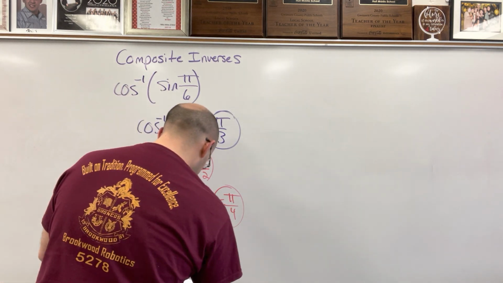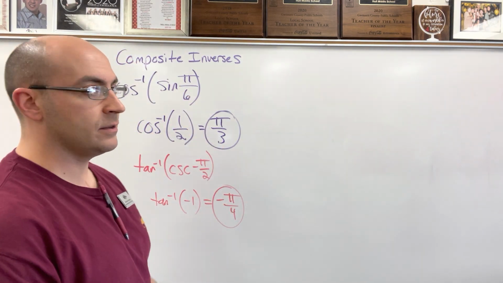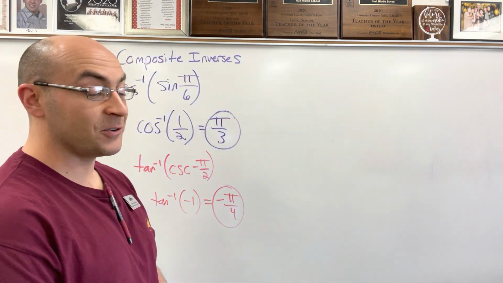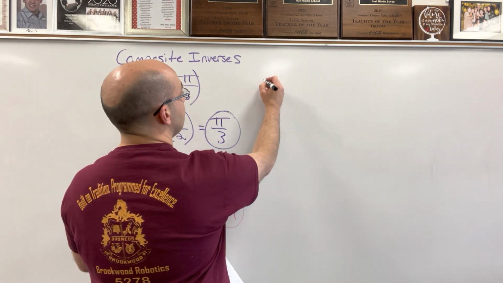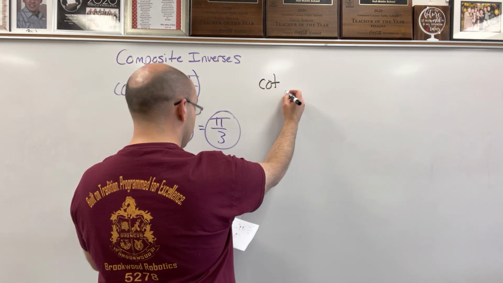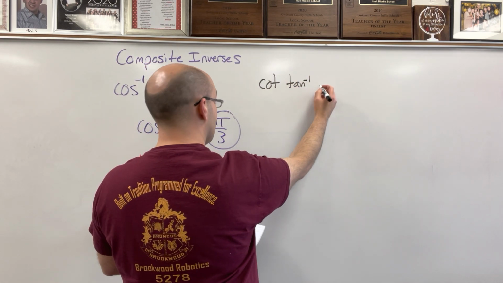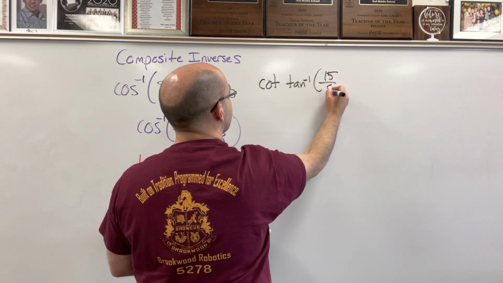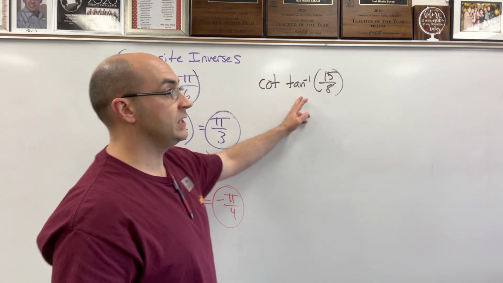But here, what happens if I give you some kind of measurement that's not on the unit circle? Well, then we have to draw right triangles and use the Pythagorean theorem. This is kind of an easy one, but I'm going to walk it through just in case. I'm looking for cotangent of inverse tan of 15 over 8. The order is a little different here, because remember, we had the inverse on the outside, and now we have the inverse on the inside.